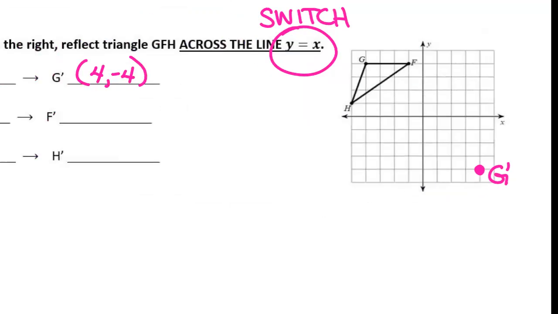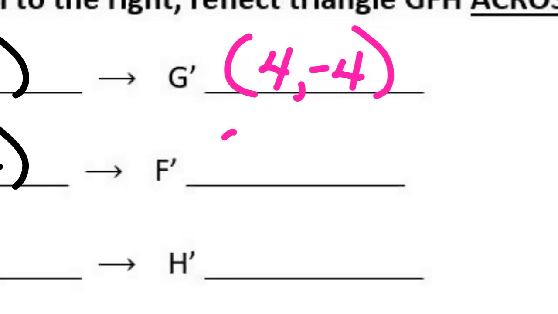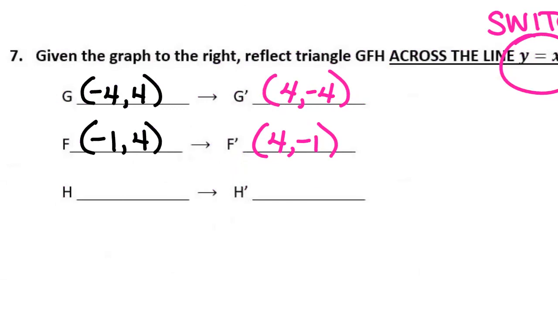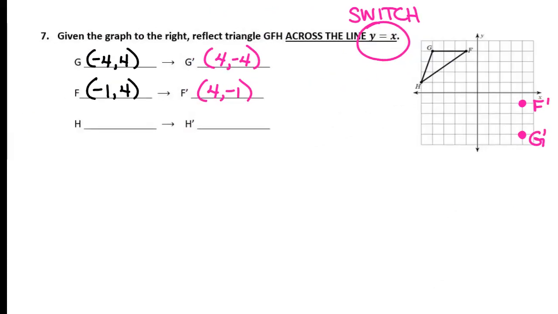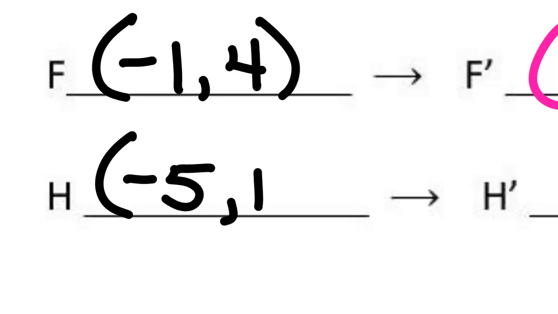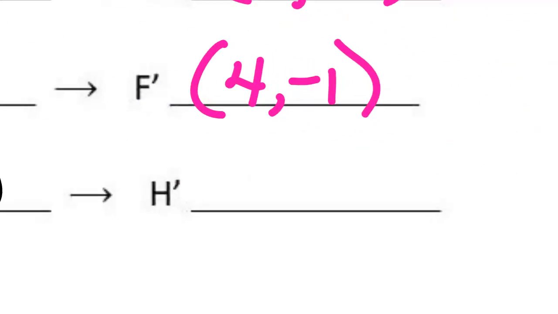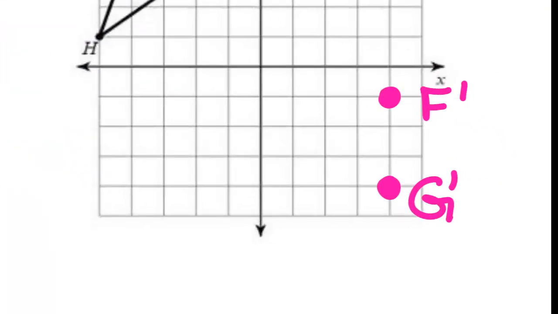Where's point F? -1, 4. So where will F prime be? 4, -1. Right here. Where is H at? -5, 1. So where will H prime be? 1, -5. So down here is H prime. Grab my straight edge and connect those points.